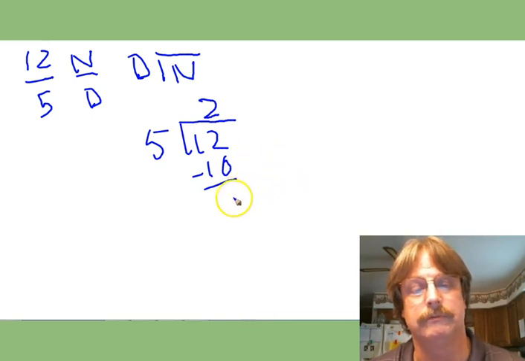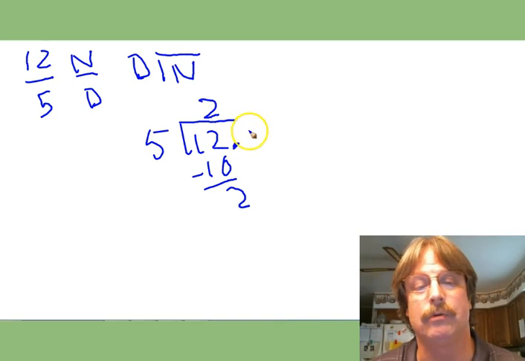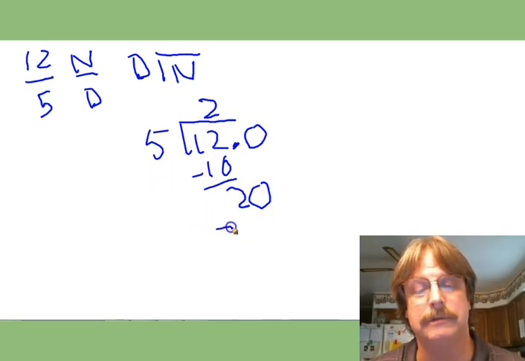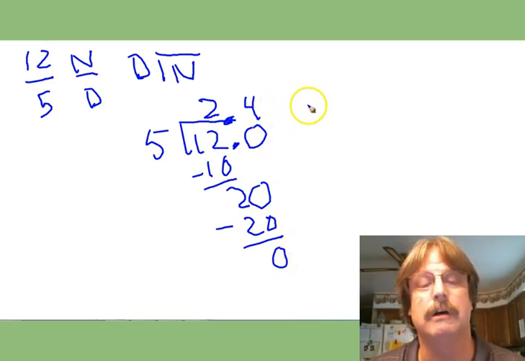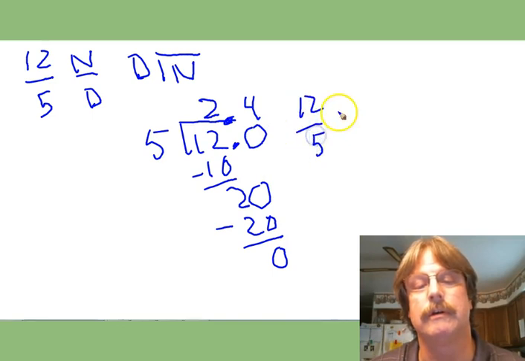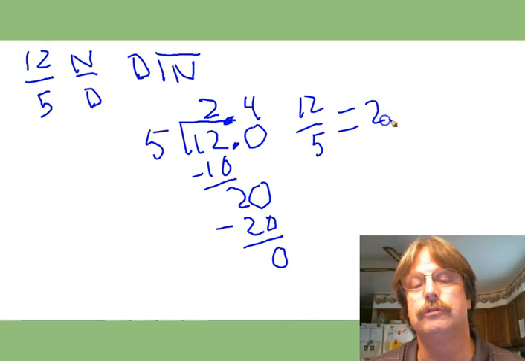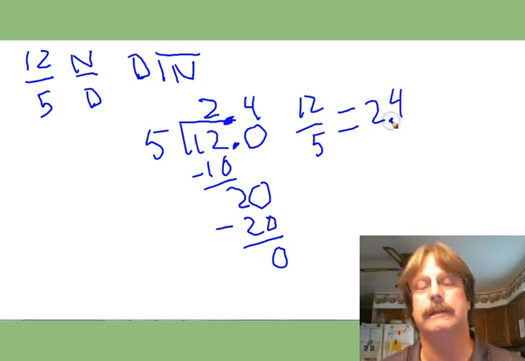So I'm left with 2. Haven't terminated it yet or found if it's repeating, so I add a 0. So 5 goes into 20 how many times? And that's 4. And I finish with 0, so I am done there. Okay, so 12/5 is equal to 2.4 in decimal form.